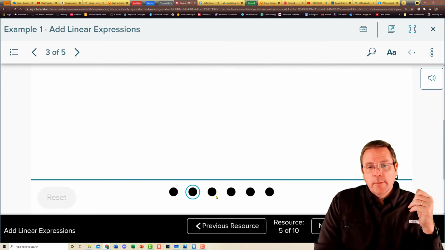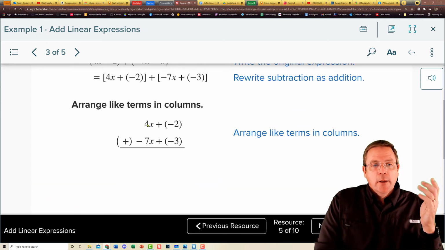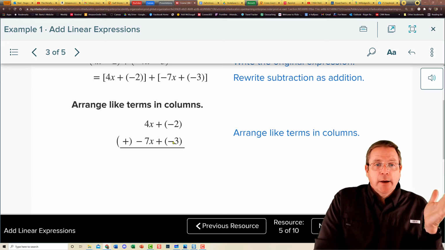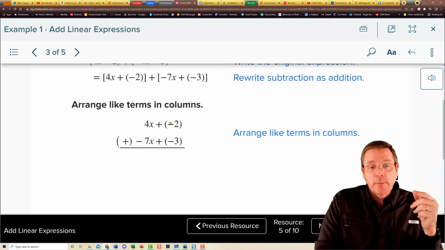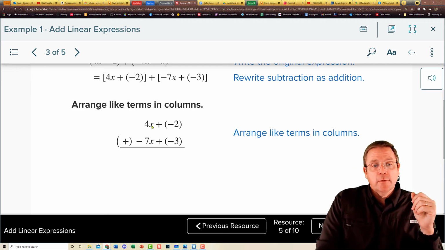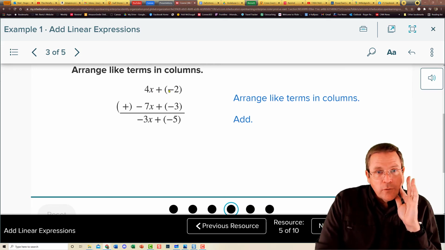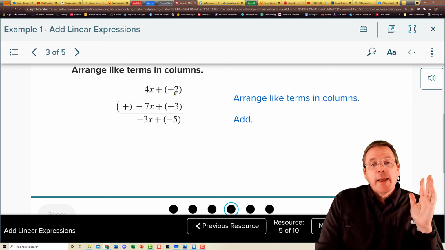From there, they're going to align them in columns, so we get 4x plus a negative 2 and negative 7x plus a negative 3. Now, if it was me doing it, I would do something a little different, but we're going to do what the textbook says. So from here, positive 4x minus 7x, what's left? Well, that's becoming negative 3x. And here I have a plus a negative 2, also known as minus 2, a plus a negative 3, also known as minus 3. When you add these negatives up, you get plus a negative 5.